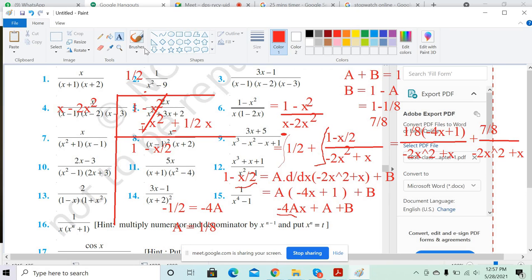Now this integration will be log of this one, right? When you do this integration, it will be 1 by 8 log of the denominator, because the differentiation is this one only, no? So 1 by 8 log of minus 2x square plus x. Then for this other part you have to do completing the square. How do you complete the square? Same method: add b square, subtract b square. So how will you write minus 2x square plus x?